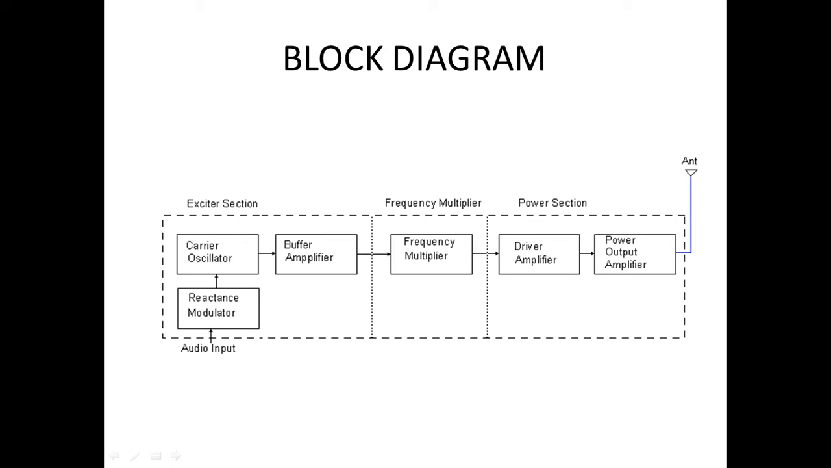A crystal oscillator produces a carrier wave and the output of this is fed into a phase modulator. The buffer is a low frequency amplifier which isolates the crystal oscillator from the phase modulator. The modulating signal is produced from a microphone.